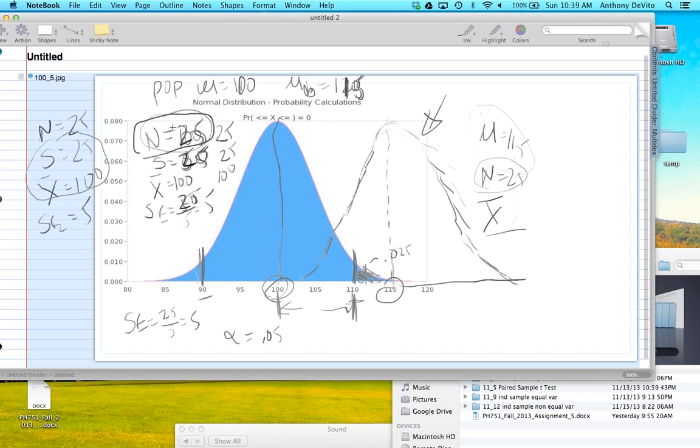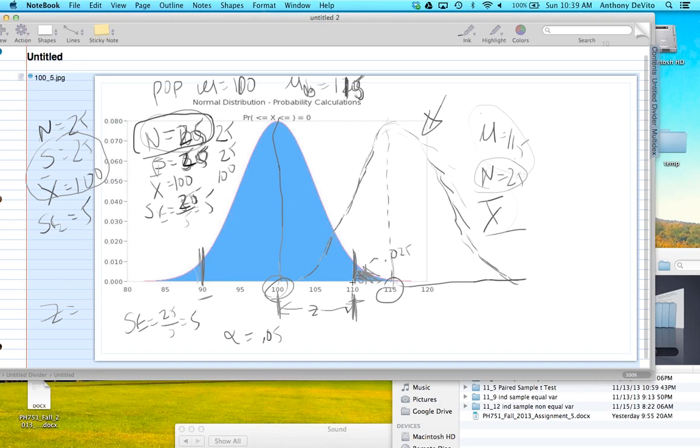I'm going to assume for starters that we know the population standard deviation. I want to work with z instead of t. It would have been better if I chose a bigger sample size. But I'm going to assume for a second that I'm okay with that, and I'm going to use z.